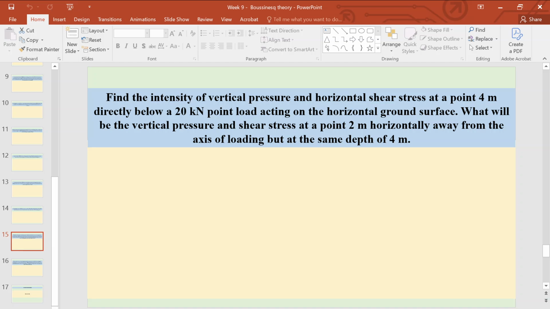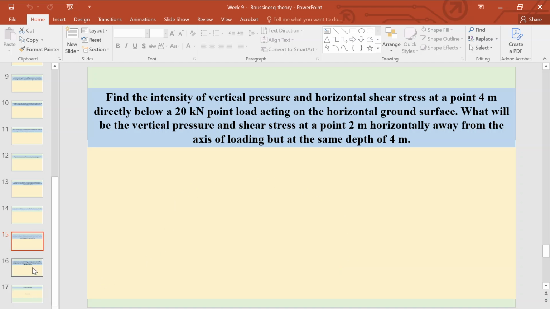I repeat the question. Find the intensity of vertical pressure and horizontal shear stress at a point 4 meter directly below a 20 kilonewton point load acting on the horizontal ground surface. What will be the vertical pressure and shear stress at a point 2 meter horizontally away from the axis of loading but at the same depth of 4 meter? So there are two parts of the question. I hope we have written down the question very carefully. There will be altogether 4 answers. The first part will have 2 answers, the second part will have 2 answers. Okay.